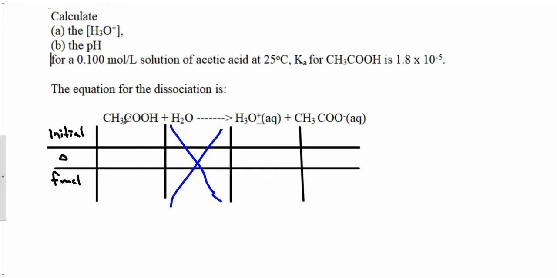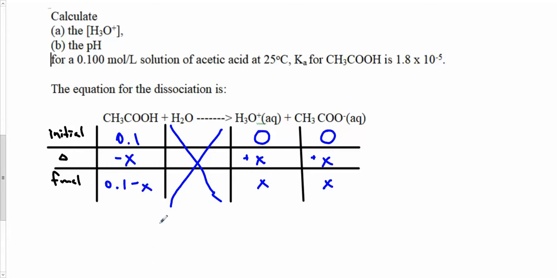The initial concentration of CH3COOH is 0.1. The initial concentration of H3O plus is 0, and 0 for the other product. How much of this stuff am I going to make? X and X, and this one is going to get smaller by X. Why did I choose X, X, X? Because the coefficients are 1, 1, and 1. So the final will be X, X, and 0.1 minus X.